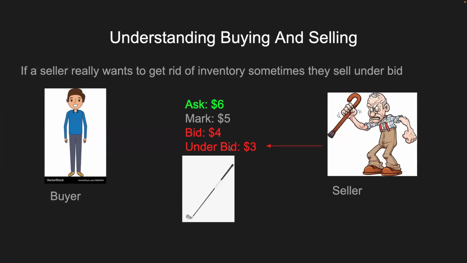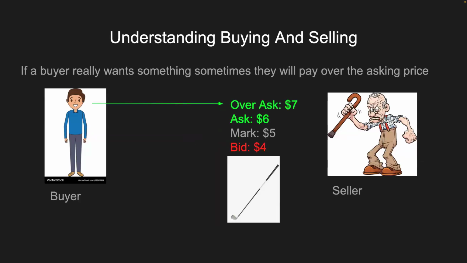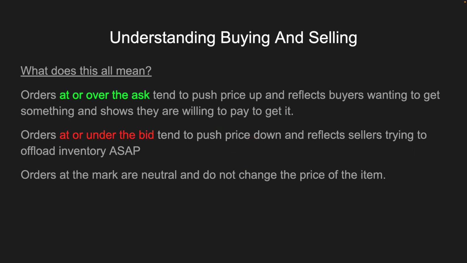Red background means that we're underbid, right? So we're even lower than what the accepted bid is, where we could probably get filled. We want to get rid of it, right? And then the green background is over the ask, which means that we are really trying to buy, right? We're willing to pay more money to get this and get this right now.